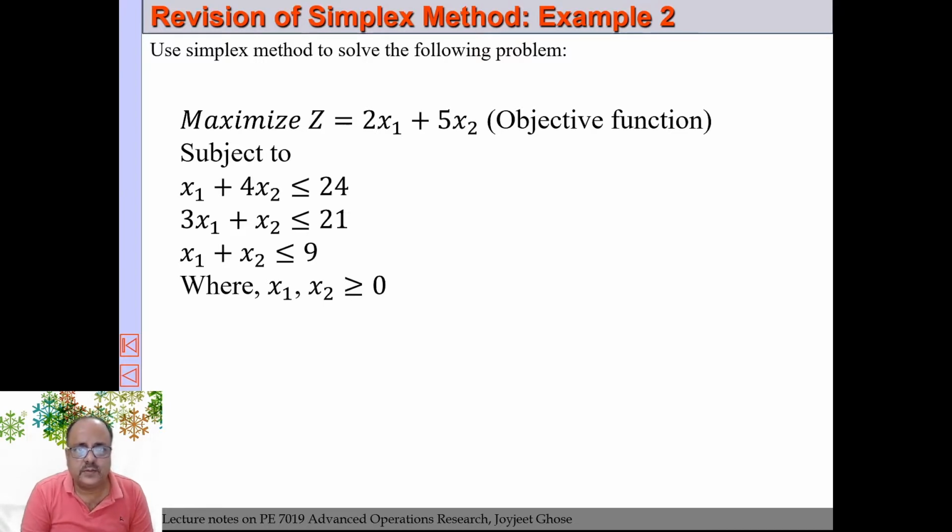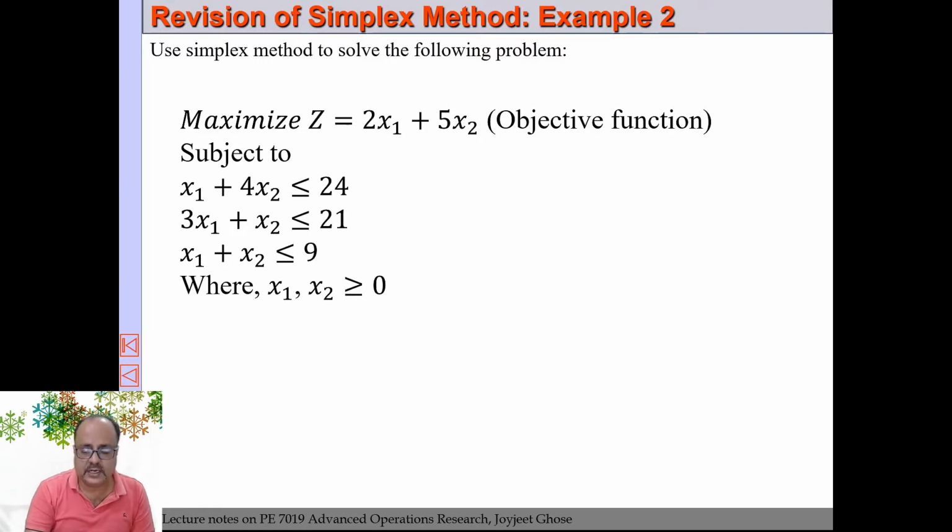So we'll start with a problem. This is a maximization problem of z equal to 2x1 plus 5x2. This is the objective function subject to three constraints here. In the previous problem there were two constraints, so here there will be three constraints, so three slack variables will be introduced. These are the constraint equations, subject to x1, x2 greater than or equal to 0.